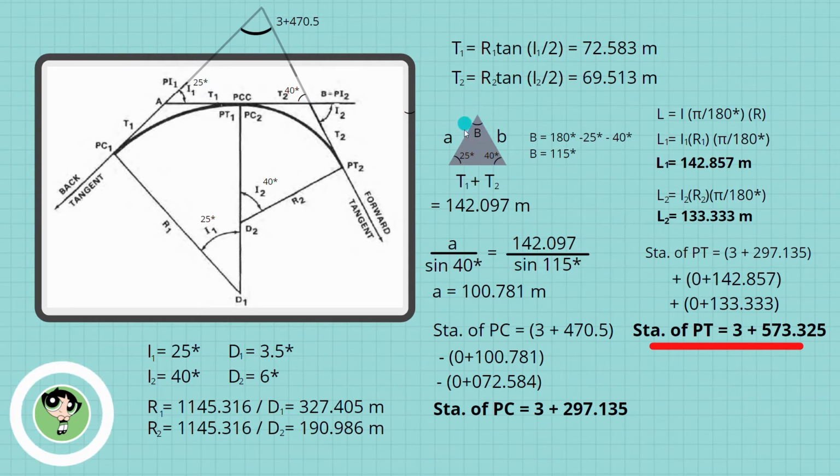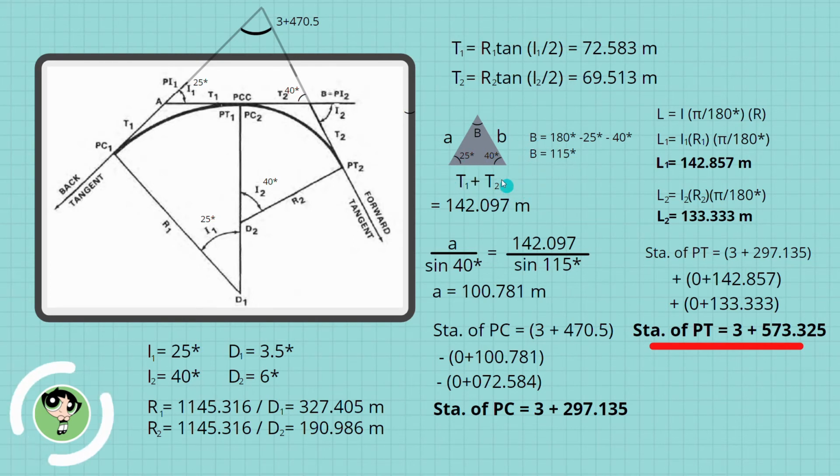So, how do we get the angle here? Since this is a triangle, of course, we have to use 180 degrees, minus 25 degrees, minus 40 degrees. So, we will have the angle of our beta, which is 115 degrees.